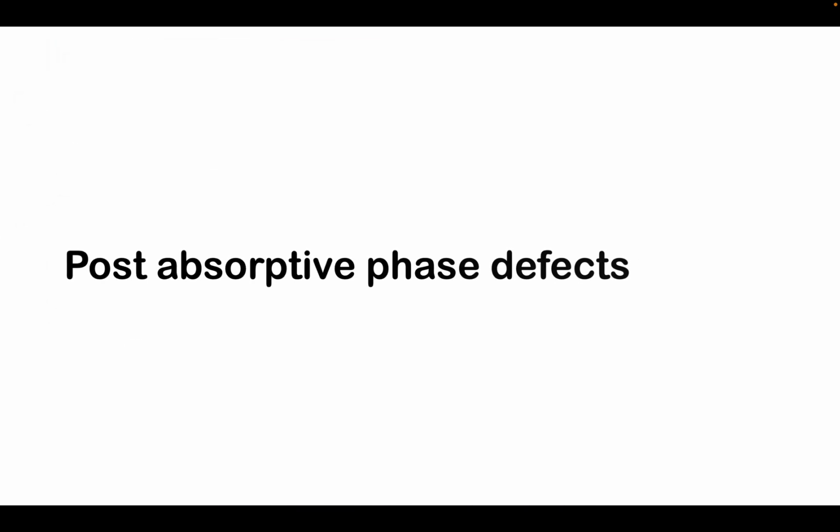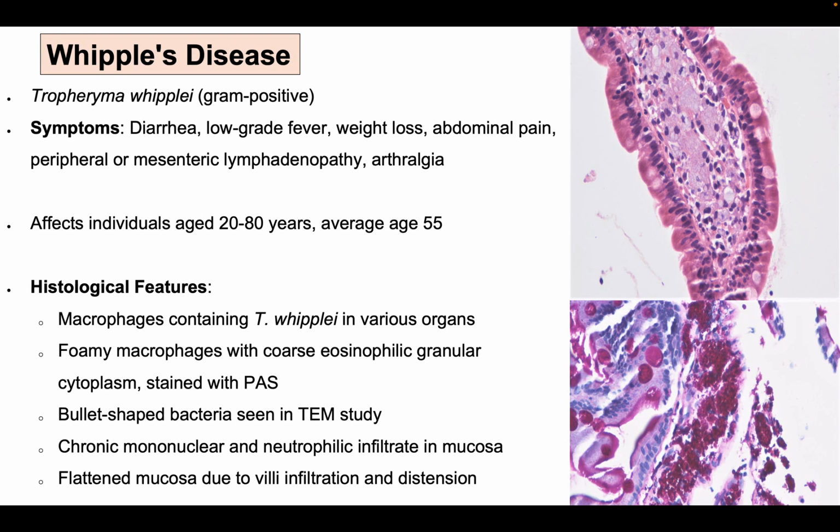So now we will discuss the post-absorptive phase defects, starting with Whipple's disease. Whipple disease occurs due to the organism called Tropheryma whipplei. It is a gram-positive organism. Symptoms are diarrhea, low-grade fever, weight loss, abdominal pain, peripheral or mesenteric lymphadenopathy, and arthralgia. It affects individuals aged 20 to 80 years, with an average age of 55.